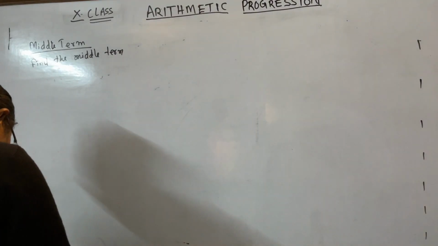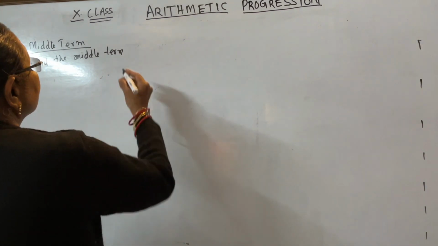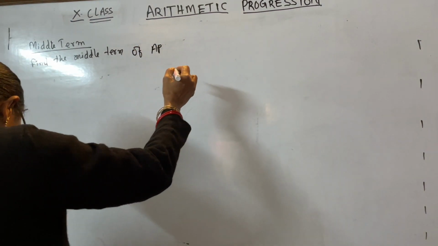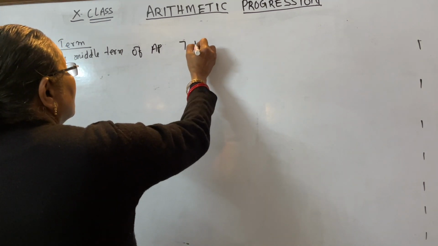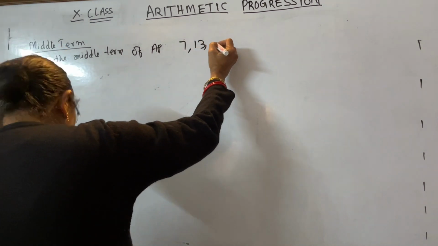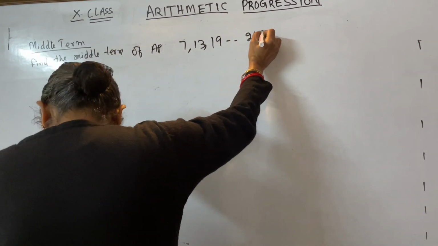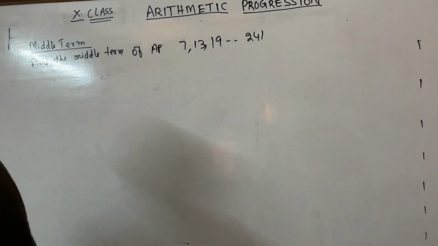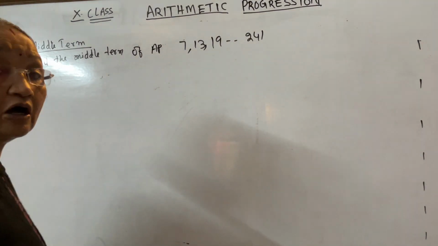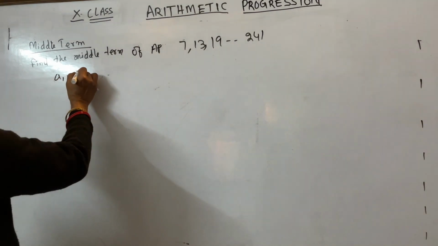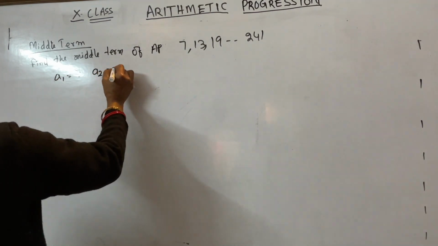We also find the middle term of this AP. What is given? 7, 13, 19, up to 241. So we should find it the same way. How many terms are there? We have to find. What is our A1? A1 is 7, A2 is 13.